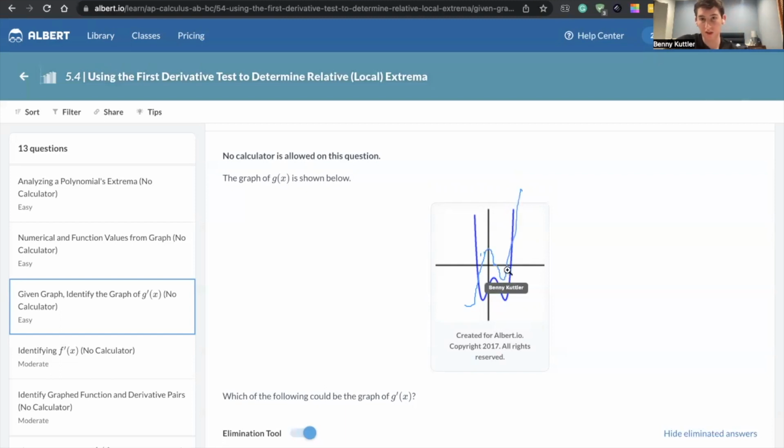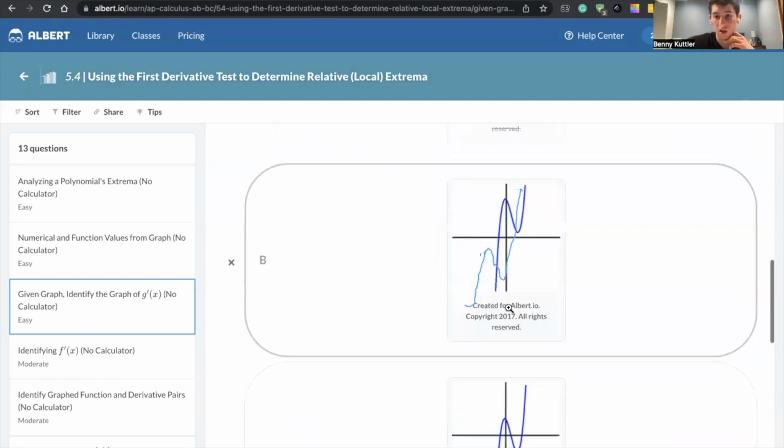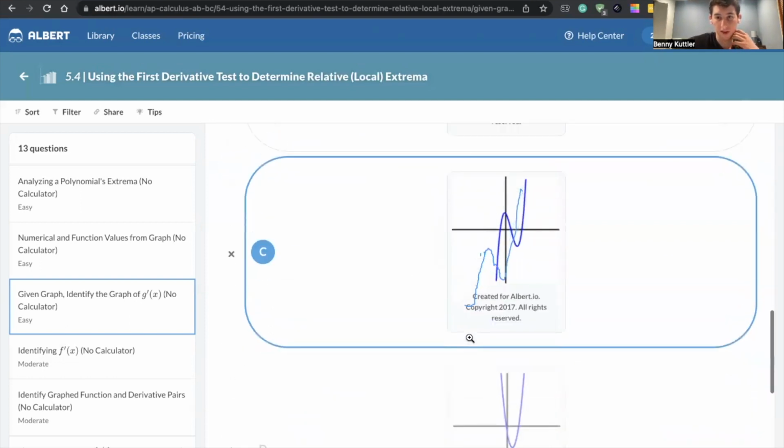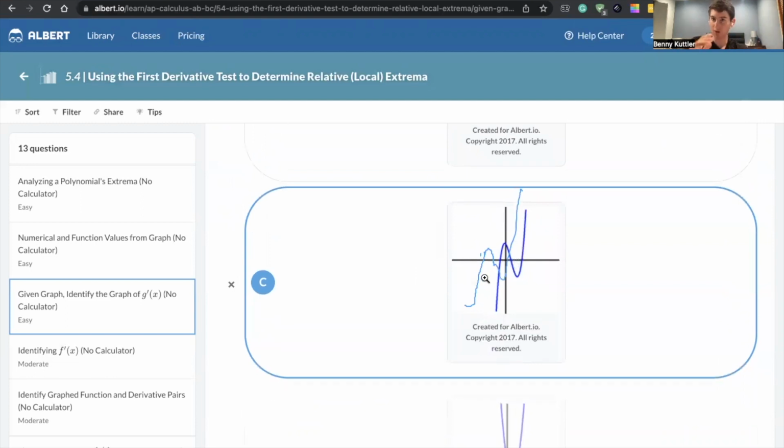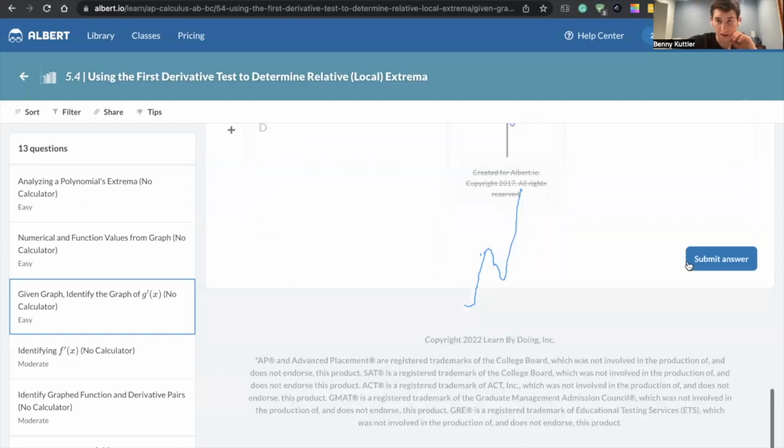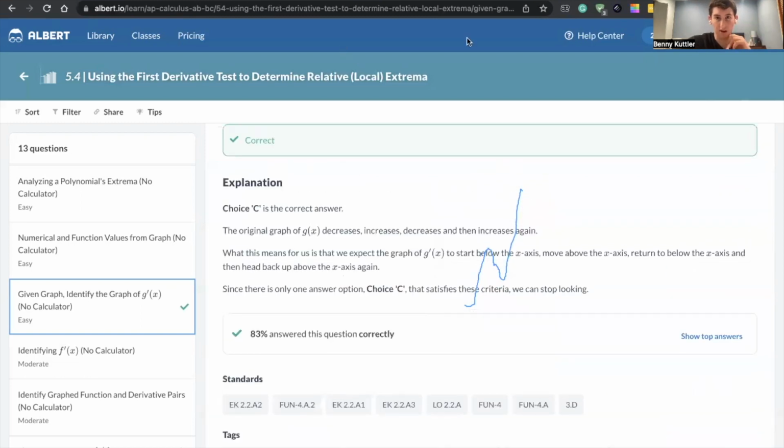Okay, so this little minimum should actually be below the x-axis, which matches up with this graph. And then the rest of it, you just have to sketch it out based on when the original function is increasing, then this graph that we draw should be positive. And if it's decreasing, it should be negative, meaning below the x-axis. And let's see if we're right. We are right.